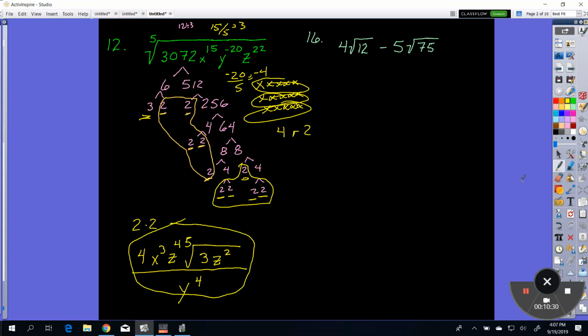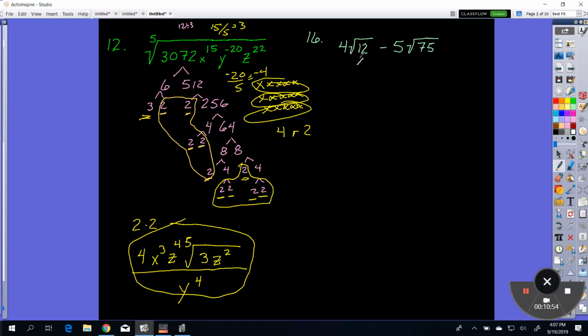So that was number 12. Number 16, we go from simplifying to subtracting. You can only subtract if they are the same root and the same numbers inside and the same variables outside, all that stuff. So we cannot combine these right now because they do not have the same root. I can't say like 4 apples minus 5 zebras. That doesn't make sense. They have to be the same thing.